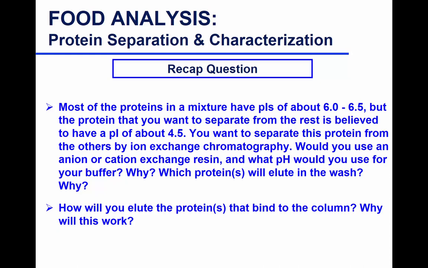These two proteins will not interact. They remain positive at pH 5. Your protein of interest will interact. Now what? We didn't say that. Which proteins will elute in the wash or the solvent front? These. How will you elute the protein that binds to the column? Okay, Megan.